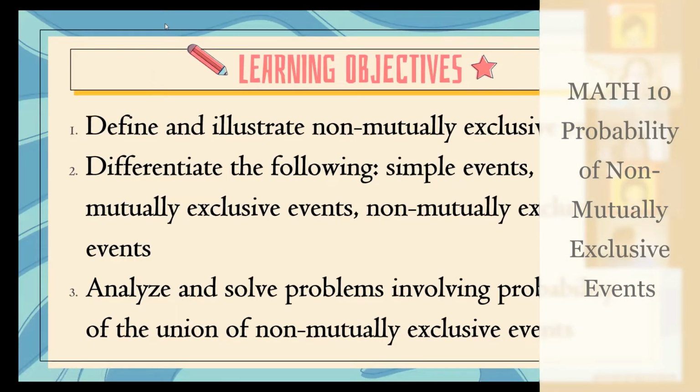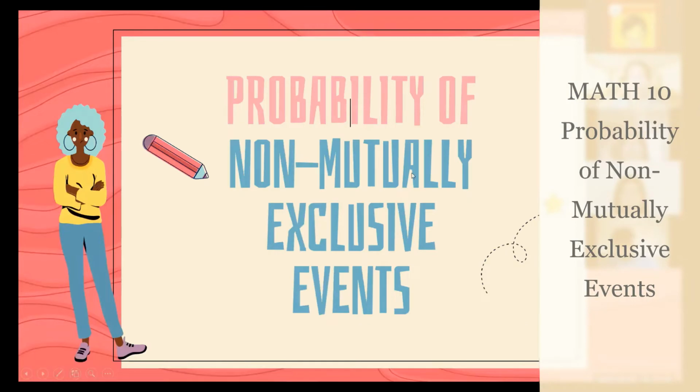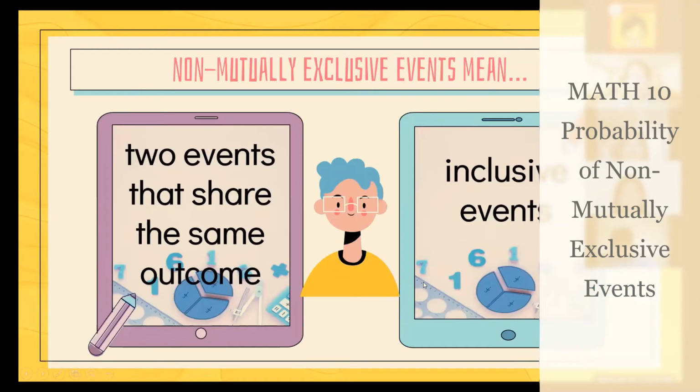Okay, so for today, we have the following objectives: define and illustrate non-mutually exclusive events. Differentiate the following: simple events, mutually exclusive events, and non-mutually exclusive events. So we're done with simple and mutually exclusive. Number 3, analyze and solve problems involving probability of the union of non-mutually exclusive events. Okay, so this is the topic: probability of non-mutually exclusive events.